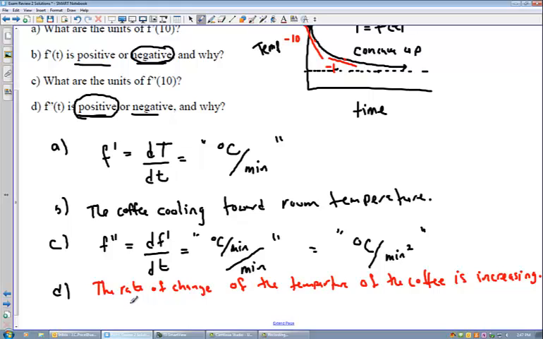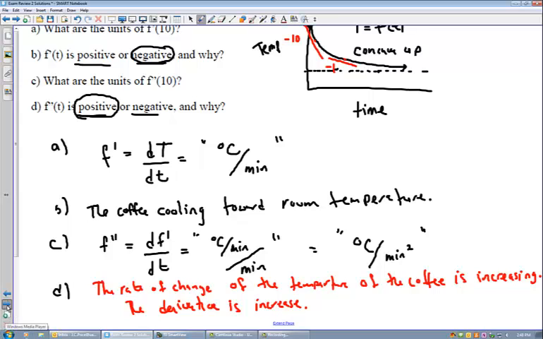So another way to say this is that the derivative is increasing. So why is f double prime of t negative? Because the derivative... Why is f double prime of t positive? Because the derivative is increasing. So those are both good explanations, I think.